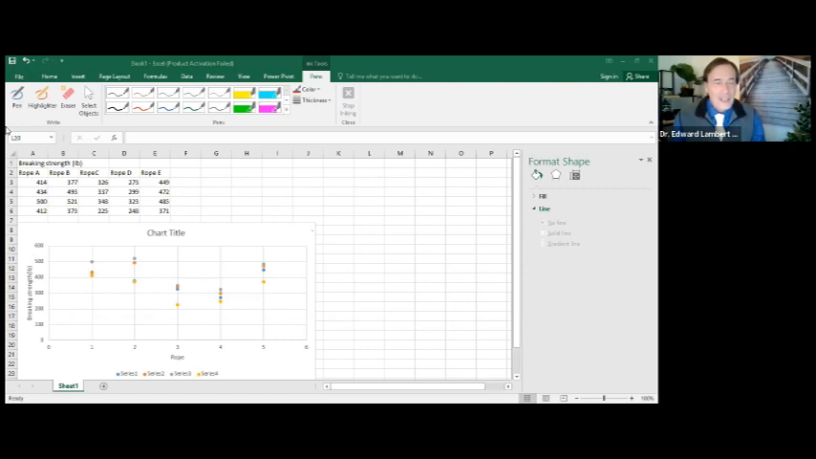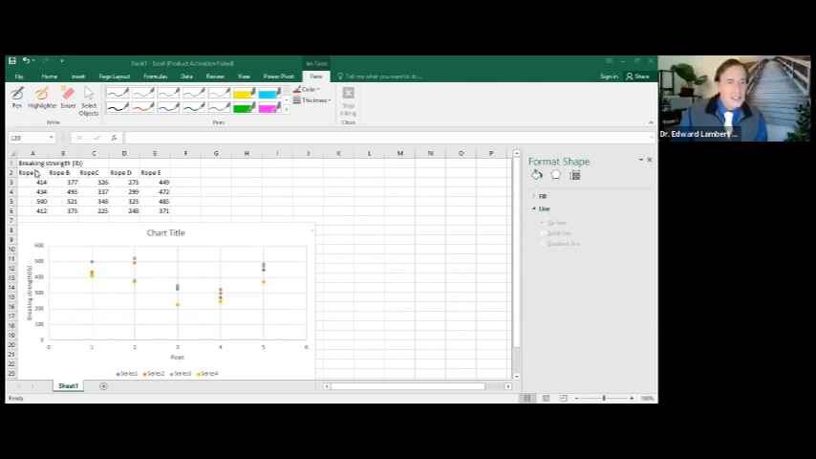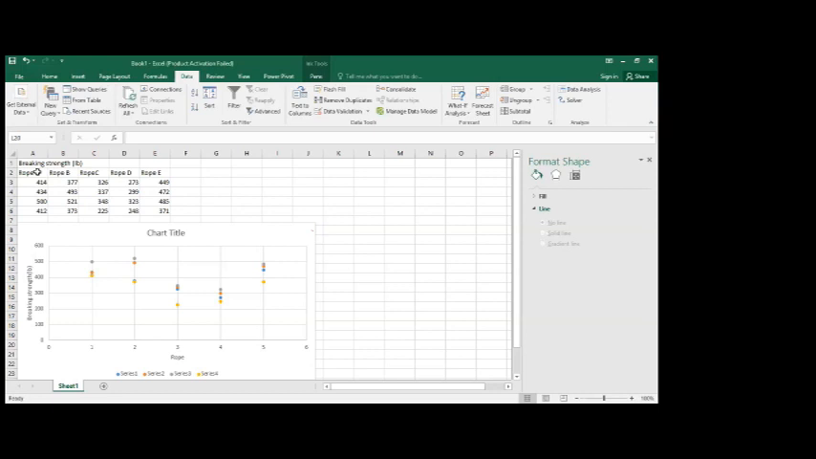Can you see? Yes. Data analysis. Yes, we see the data and we see the chart. We do not see the analysis yet, though.